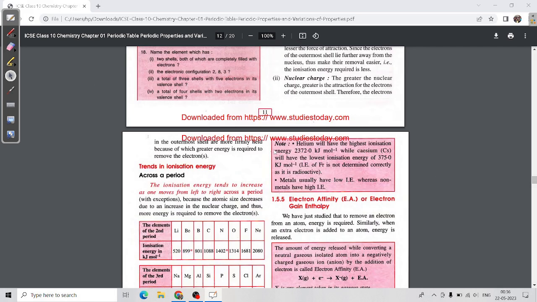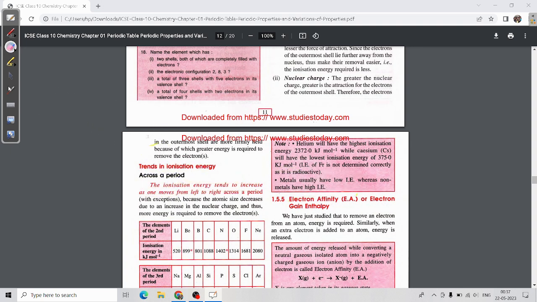Now next are the trends. The trend in ionization energy is very important. Then the electron affinity trend is also important. These are the three properties which I am going to teach now: ionization energy, electron affinity, and electronegativity. I will teach you on a whiteboard also, so you can understand it properly. Now, across a period, the ionization energy tends to increase as one moves from left to right. How? I will tell you on the whiteboard.